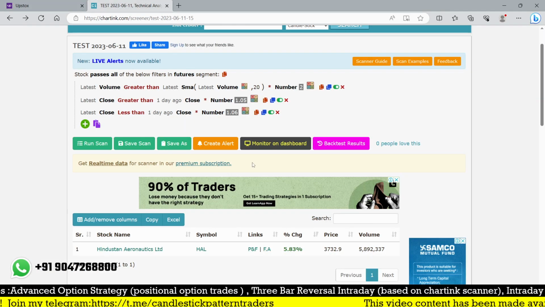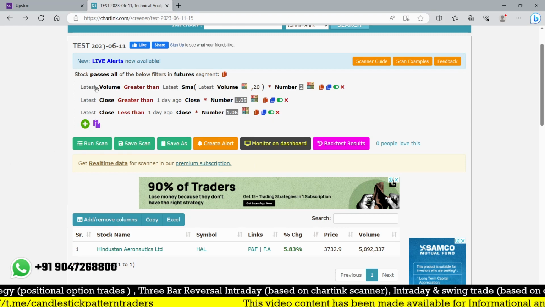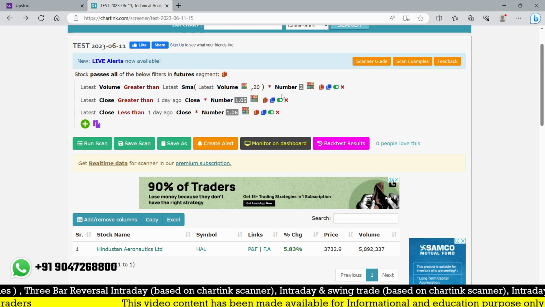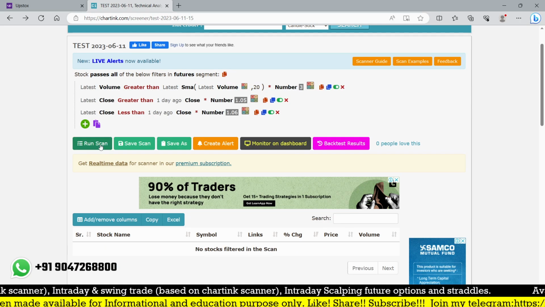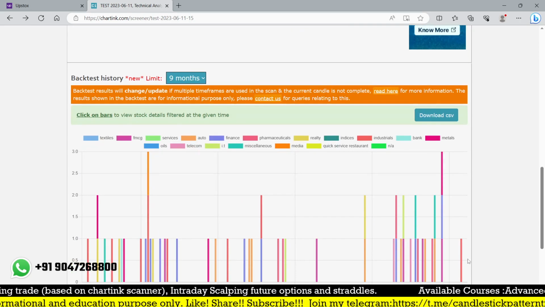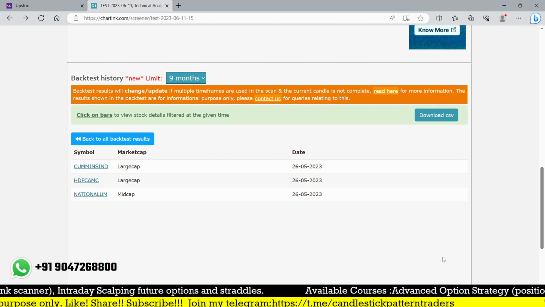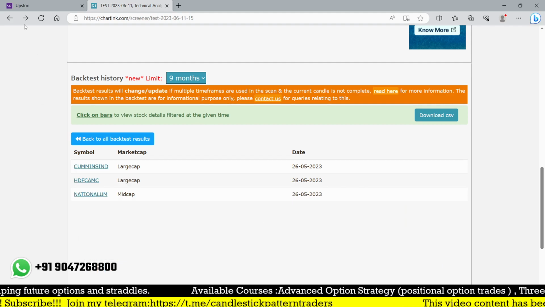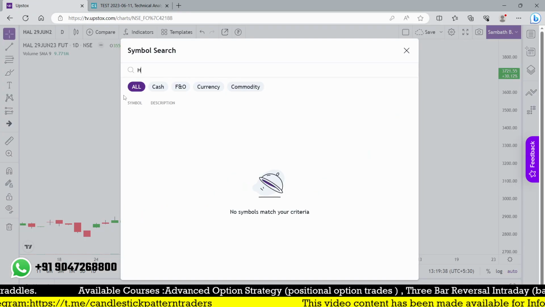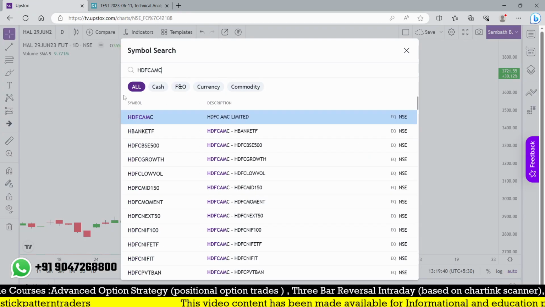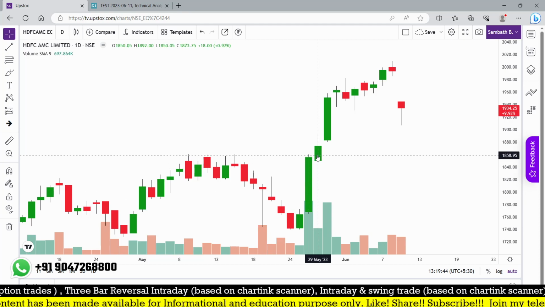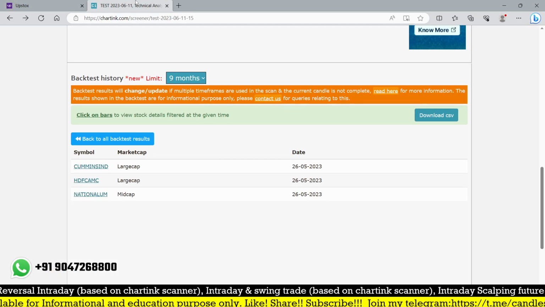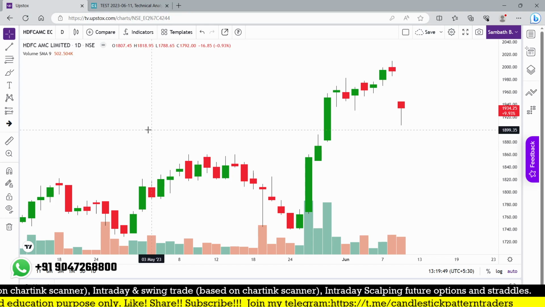With these simple conditions, you can modify anything, and this will find the volume, and you can even go for 3 times the volume. If you make it 3 times, you will find a very small number of stocks. So you can see Cummins India, HDFC AMC on 26th here. That is a huge move after that breakout. So you can test it.